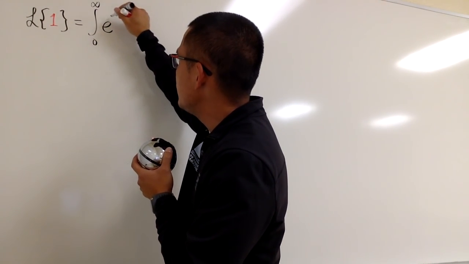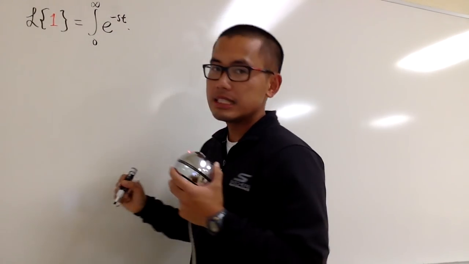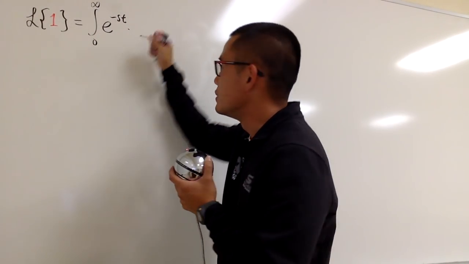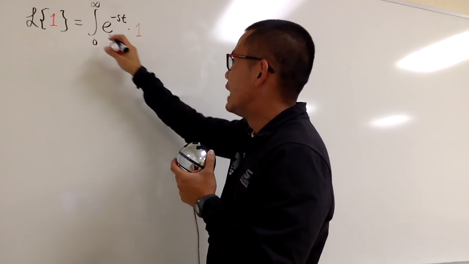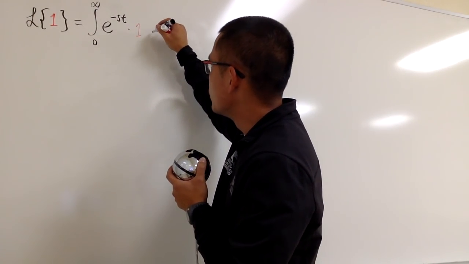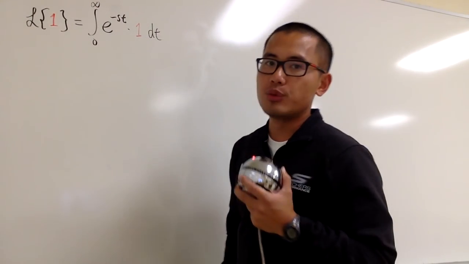And we always have e to the negative st. And we multiply this by whatever this function is, which is just a 1 right here. And this is not bad at all, right? And remember, we have to integrate this with respect to t. So let's put down dt right here.